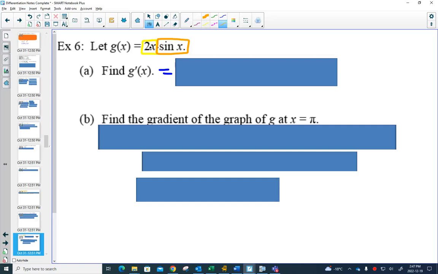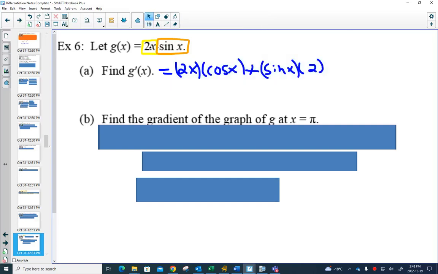And if it's this way, I know the derivative of 2x is just 2. I know the derivative of sine is just cos. So I'll be able to use my product rule. Keep one the same, derivative of the other. Keep the other one the same.